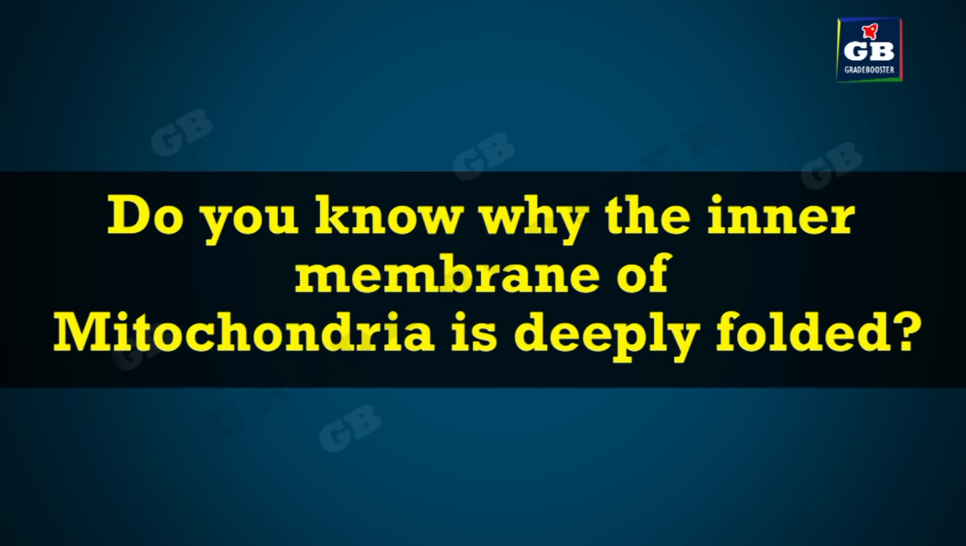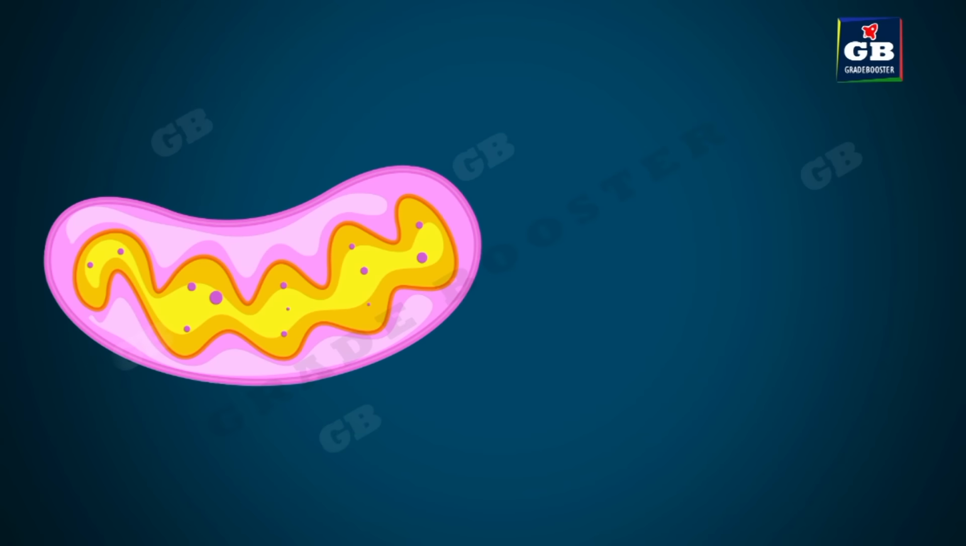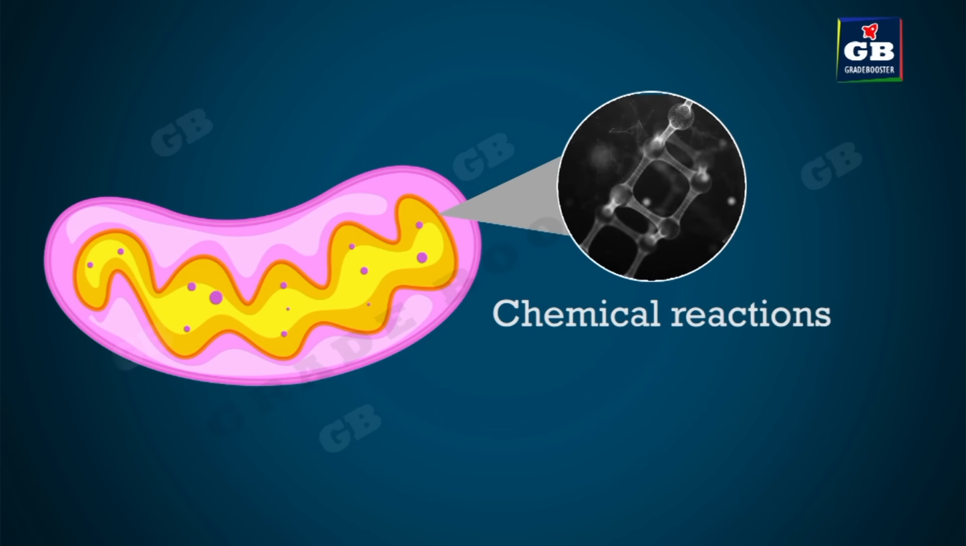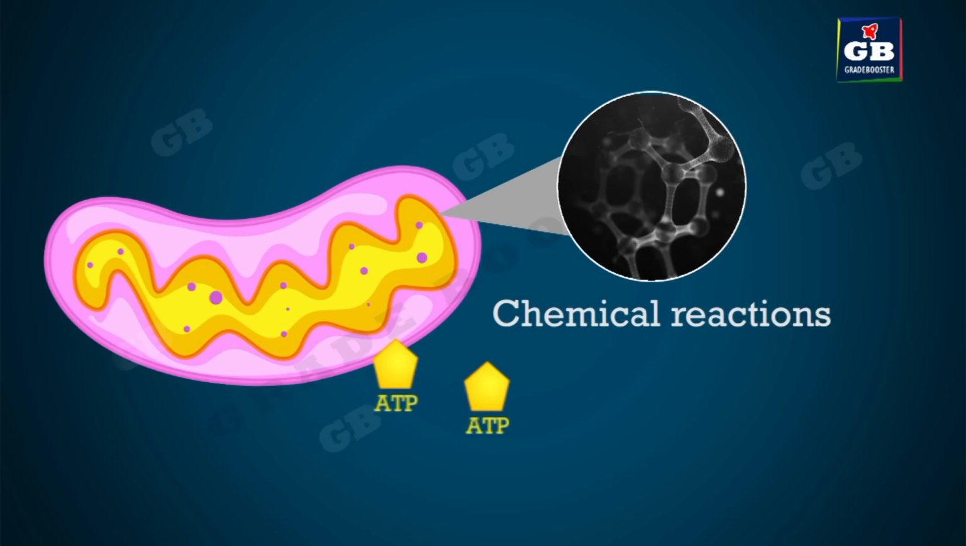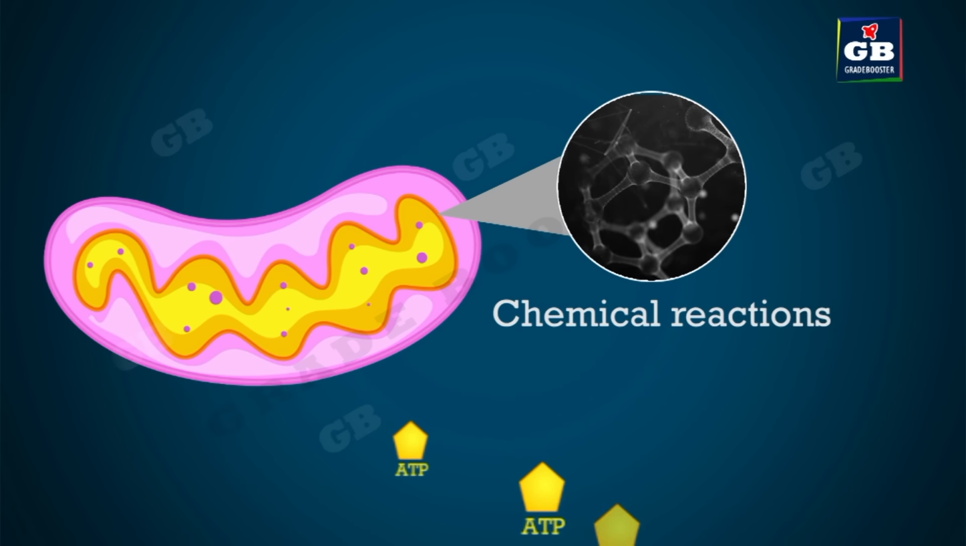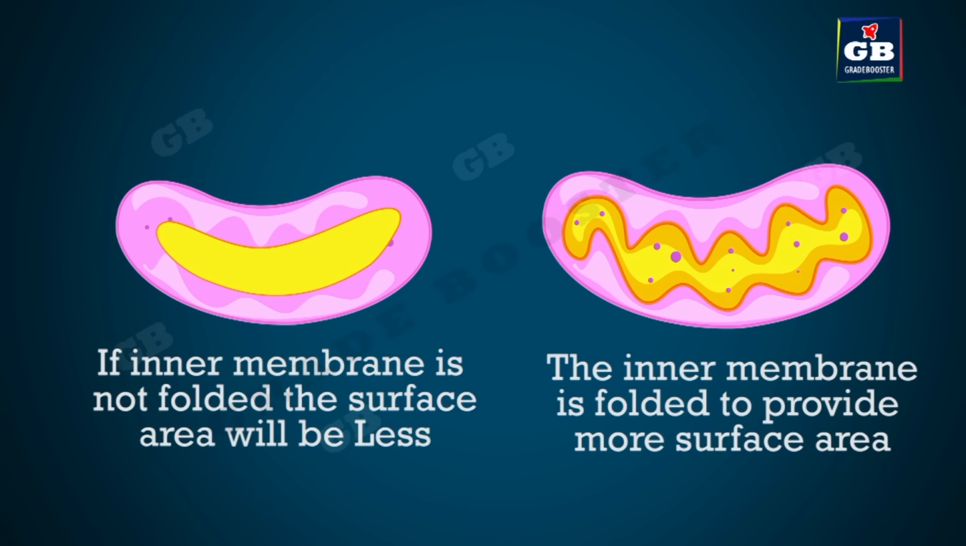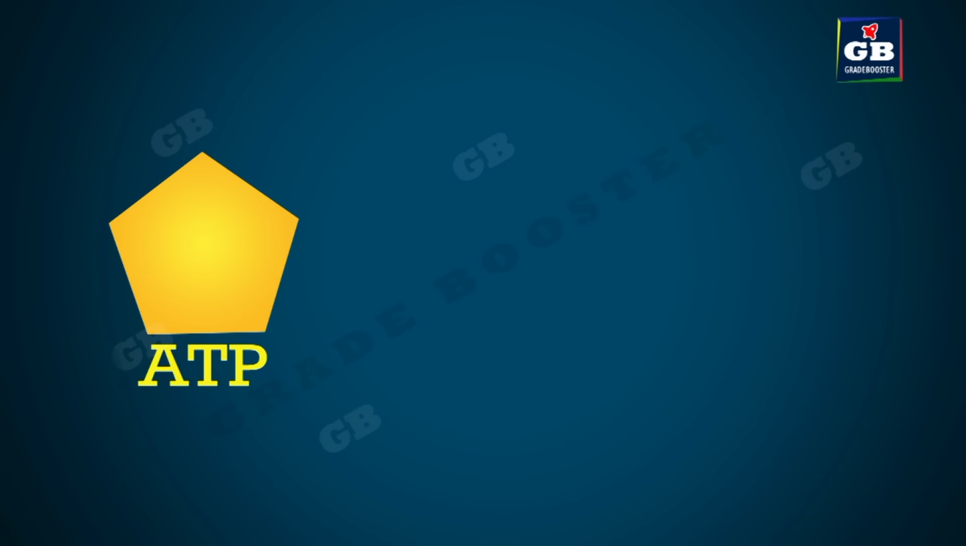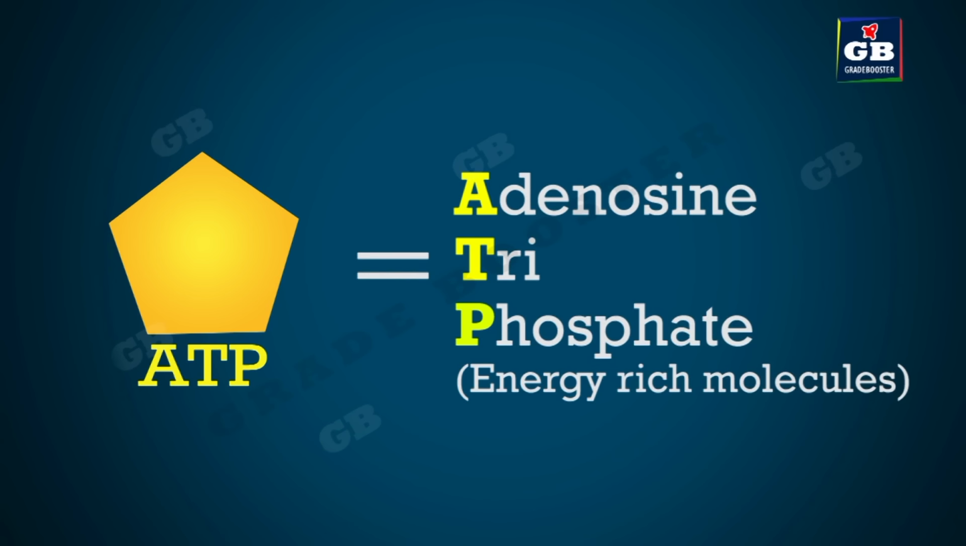Do you know why the inner membrane of mitochondria is deeply folded? Mitochondria need more surface area to carry out some special reactions in which a special energy molecule called ATP is produced. So, to provide more surface area, the inner membrane is deeply folded. Now let us see what ATP is. ATP, adenosine triphosphate. These are the energy-rich molecules.